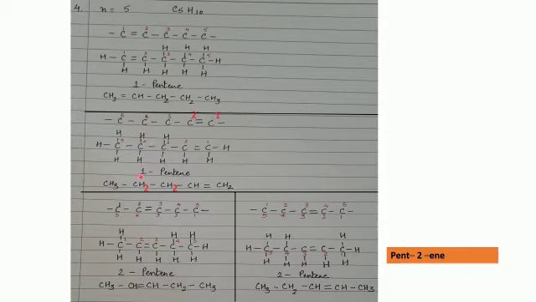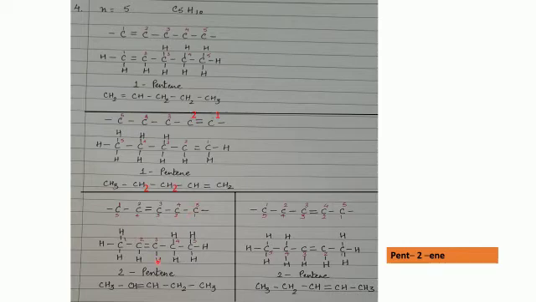The name of this compound will also be pentene, or 1-pentene, or pent-1-ene, since the double bond is between carbon atoms 1 and 2 and 1 is smaller. We can write it as CH3 single bond CH2, single bond CH2, single bond CH, double bond CH2. So this will be the structure for pentene.